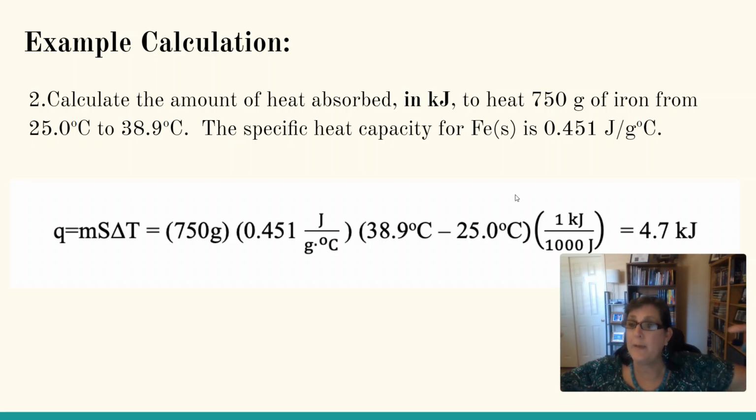Remember, kilo is big. So 1 big kilojoule contains 1,000 joules. The kilojoule is big. So because we have joules on top, we need joules on bottom. 1,000 joules in 1 kilojoule. Joules cancel out. Our answer needs to be 2 sig figs because 750 grams has 2 sig figs. So we get 41.7 kilojoules.